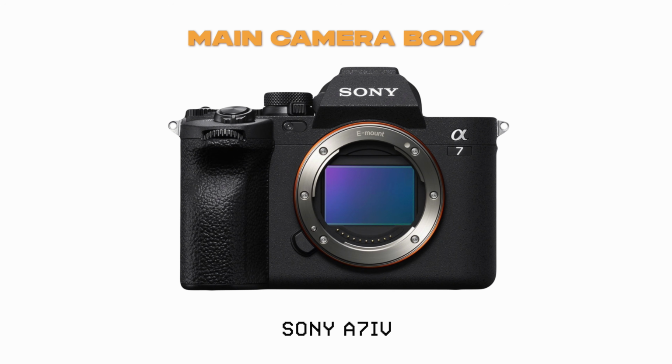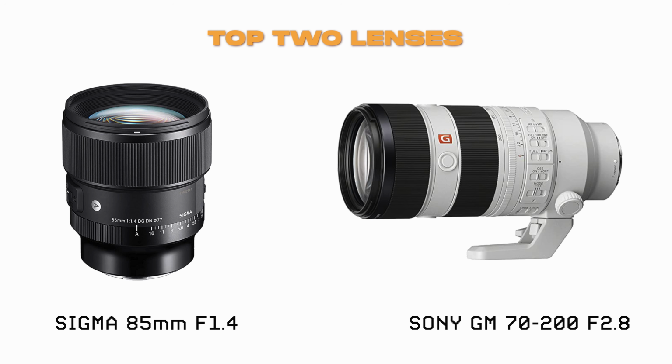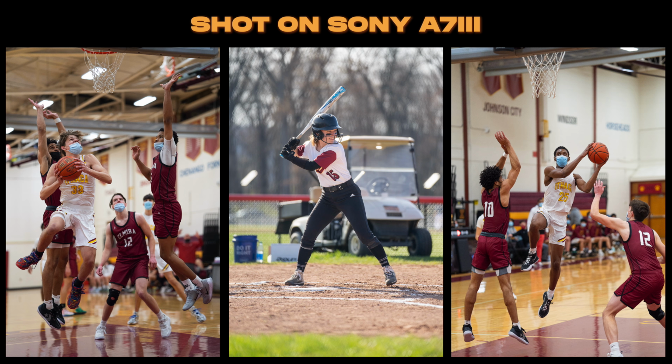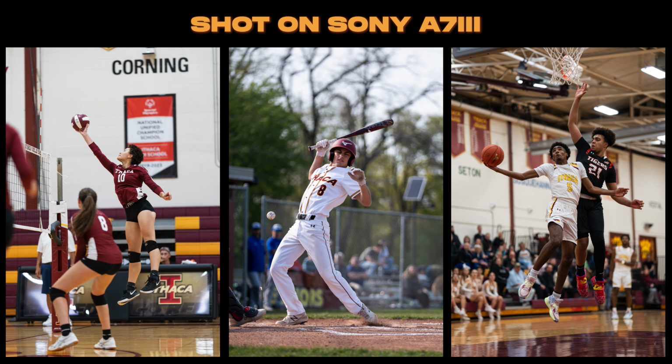I will go more in depth about this in another video, but I'm not going to leave you hanging. I use a Sony a7 IV as my main camera body. I use an 85mm f1.4 and a 70-200 f2.8 as my main lenses. I have only shot on the Sony a7 II, a7 III, and a7 IV. I would love to give more affordable camera body recommendations sometime in the future, but like I said, I've only used these 3 cameras, so I can't speak from experience.